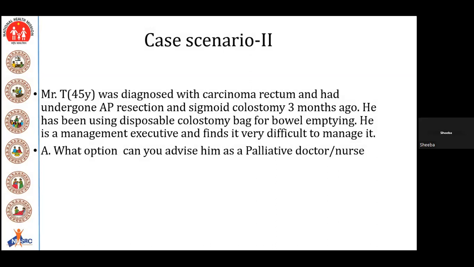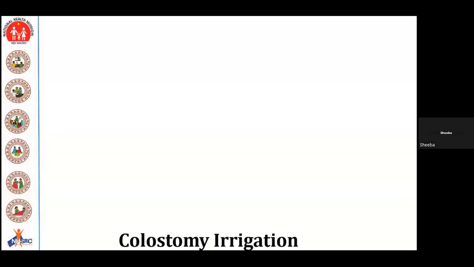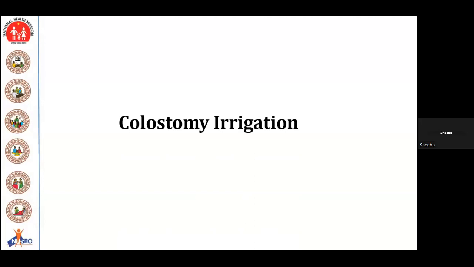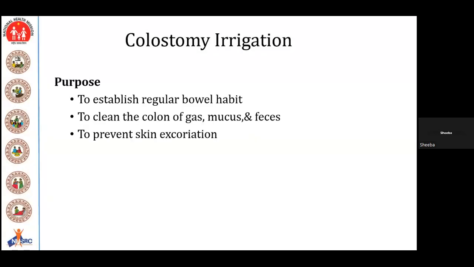So you can irrigate the colon in the morning, so that after 6 to 8 hours the colon will be free. You can suggest colostomy irrigation here. If the patient agrees with the colostomy irrigation, then you have to tell the purpose. So these are the purposes of colostomy irrigation.